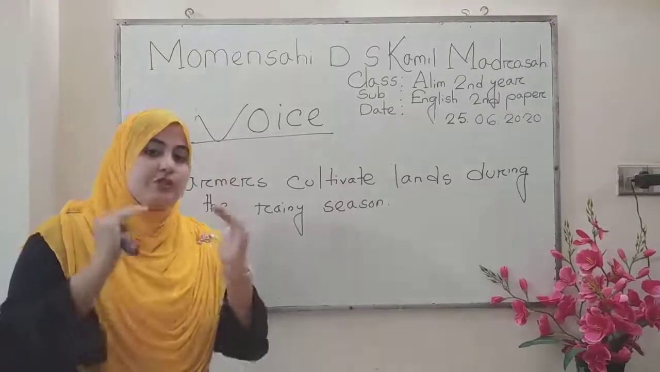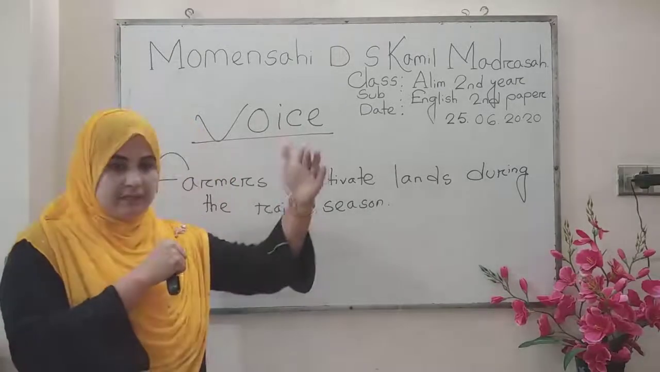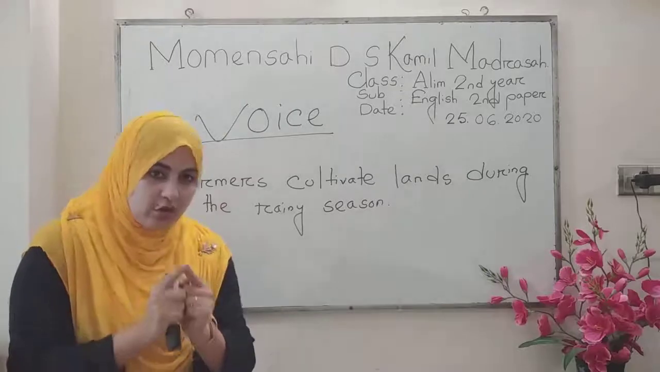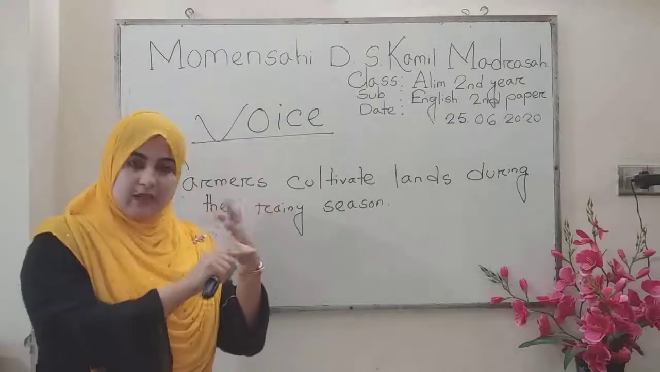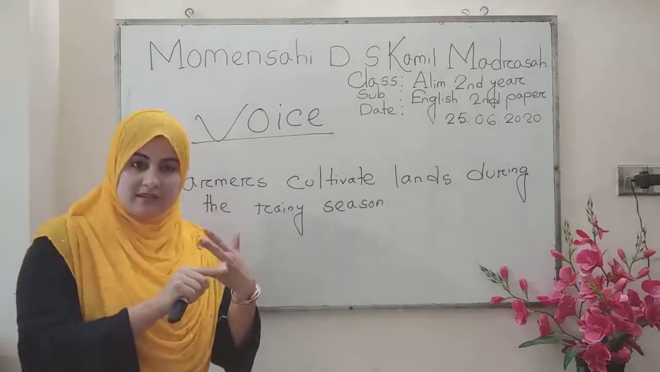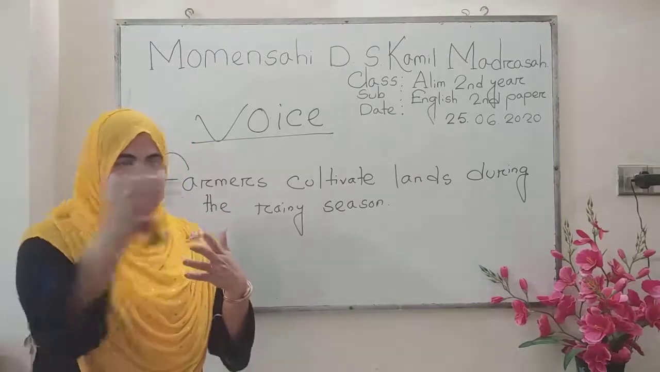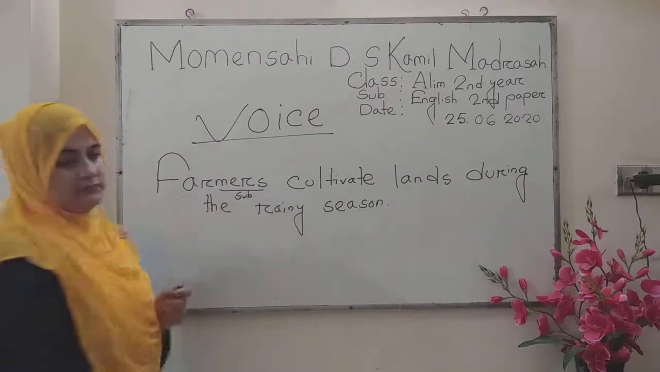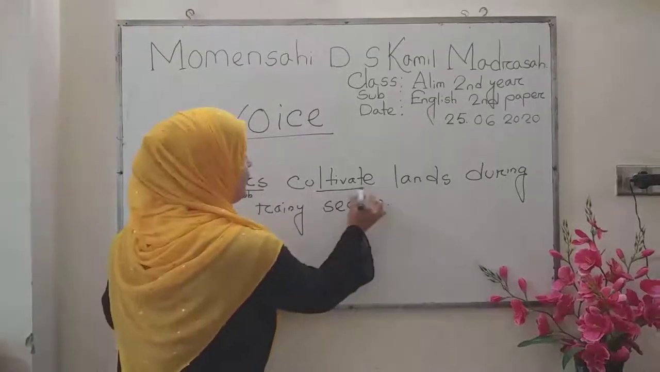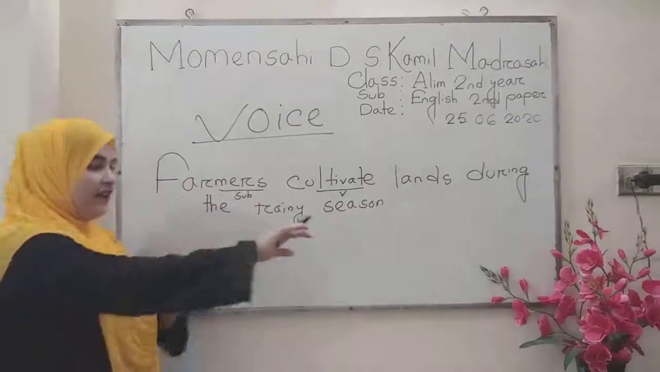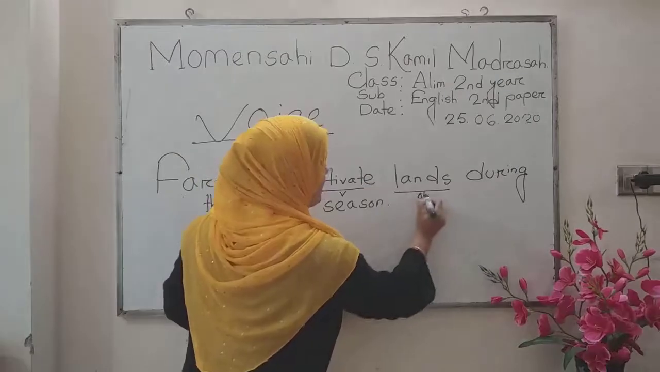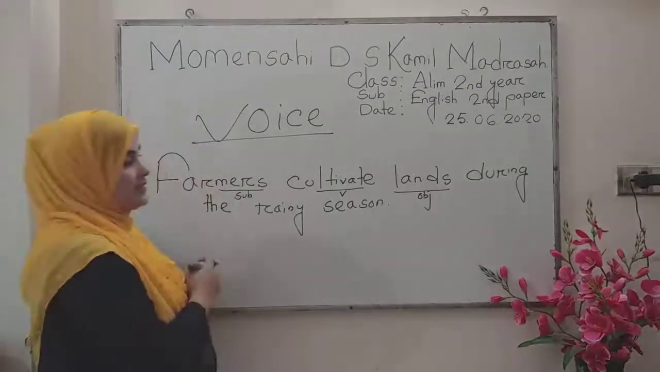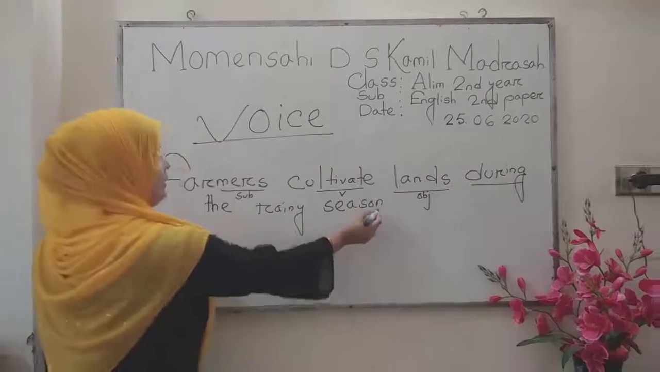First of all, if you change voice, that is active to passive, you need to identify and divide the subject, verb, and also object. You see, that is the subject, and then we can find the verb. And again, here, that is the object. And the other part, we can say, is the extension.